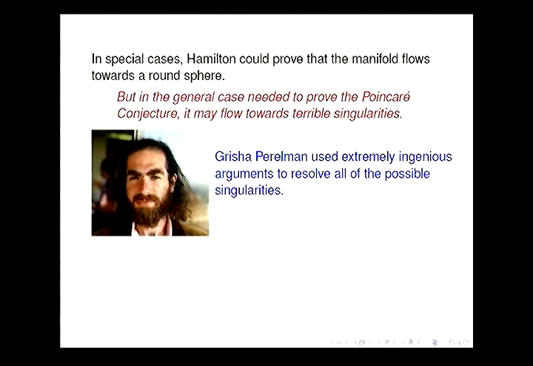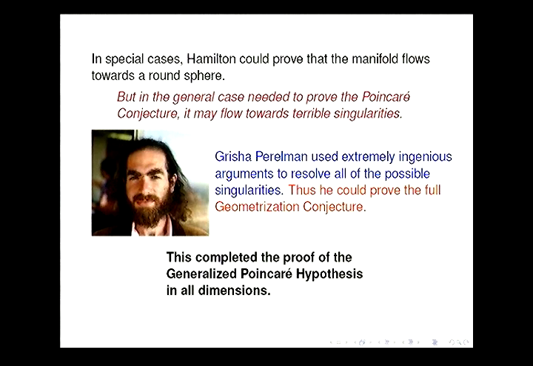Well, just 10 years ago, Grisha Perelman managed to get around all of these difficulties. He used extremely delicate arguments, often motivated by mathematical physics, to prove the full geometrization conjecture, proving that he could take any one of these singularities and figure out how to smooth it out and make it go away. So this completed the proof of the generalized Poincare hypothesis in all possible dimensions.